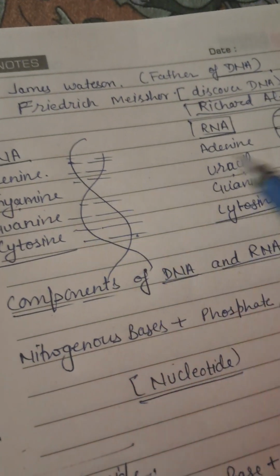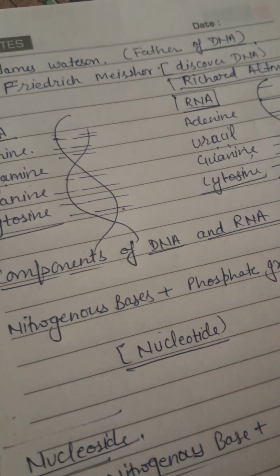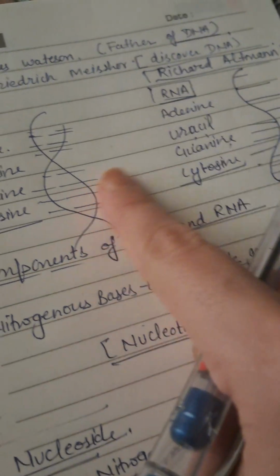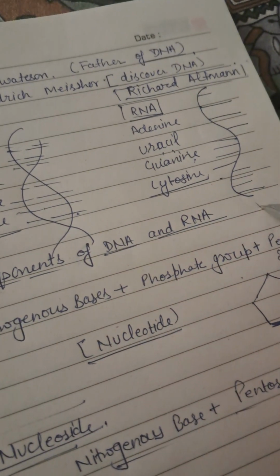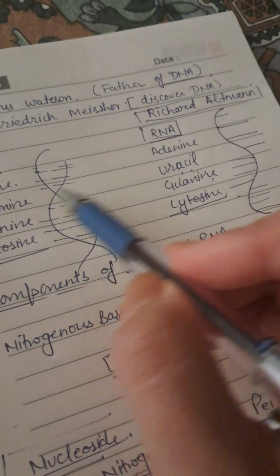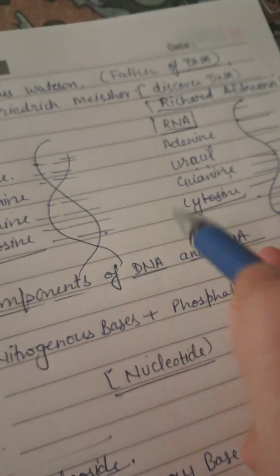Uracil is present in place of thymine in case of RNA. That is the major one difference in case of RNA. And the second difference is that there is only a single chain helical molecule in RNA, and there is a double helical structure of DNA.